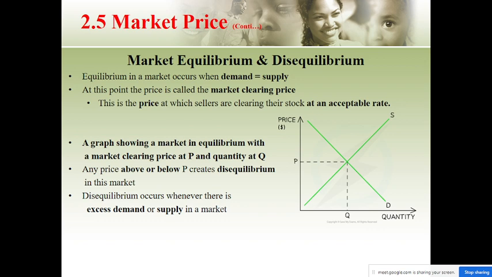In any case where the two lines do not intersect each other, you can say that demand is not equal to supply, so the market is in a disequilibrium situation. You can say there is not a price that consumers would love to buy at and suppliers would love to supply at. This condition is known as market disequilibrium.